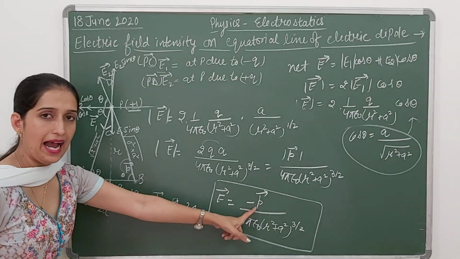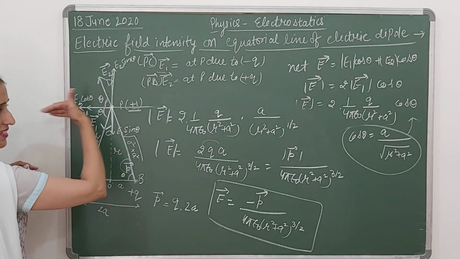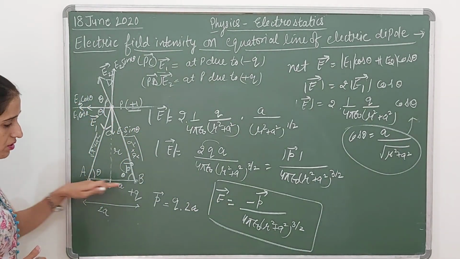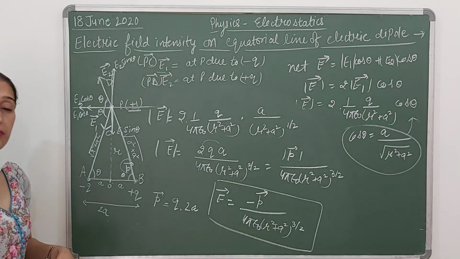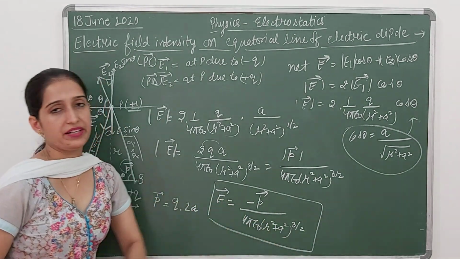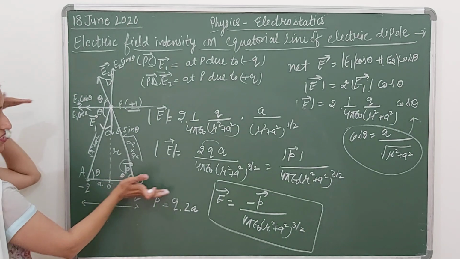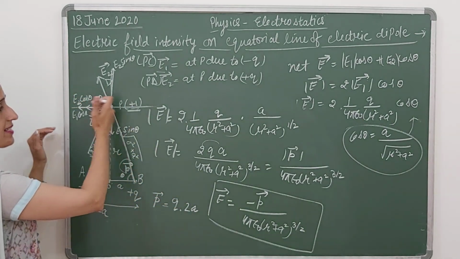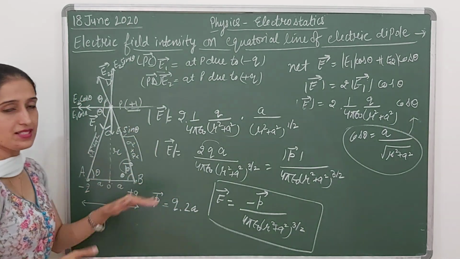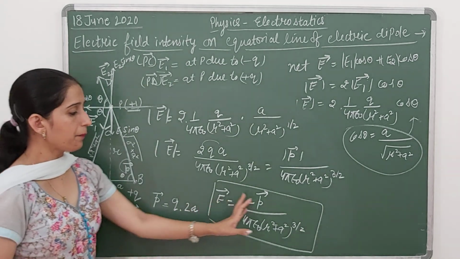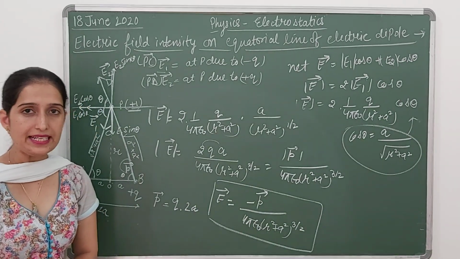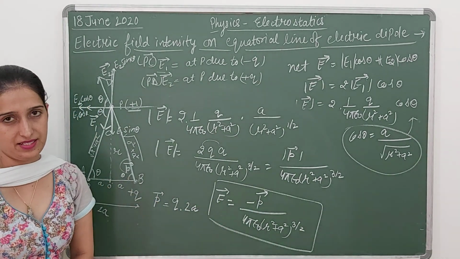Negative is showing that this electric field intensity is lying in the opposite direction of the dipole moment. E vector and P vector both are in opposite directions. E is acting in this direction and P is in this direction. So E and P are opposite to each other. That's why this negative sign is there.